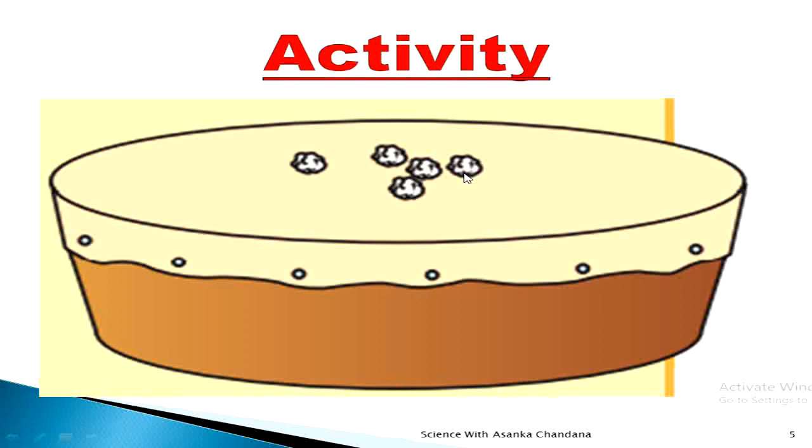Now we have got the conclusion: sound is produced by vibration. Under sounds and hearing, firstly we have learnt about sound, and under sound, we have learnt how to produce sound.